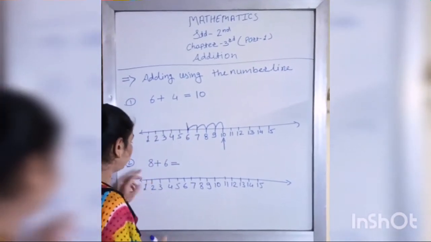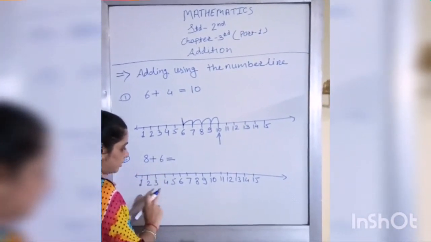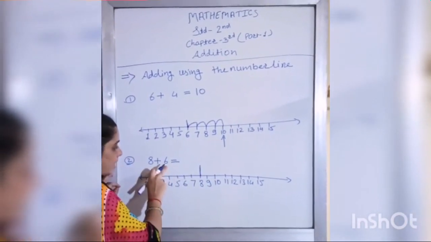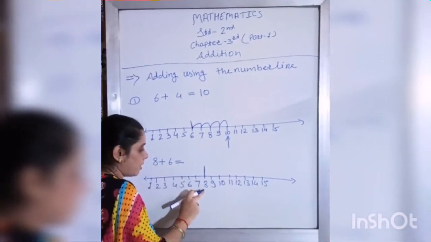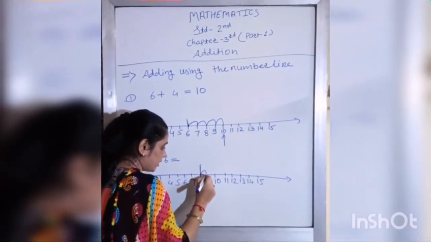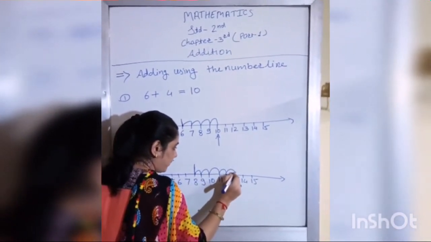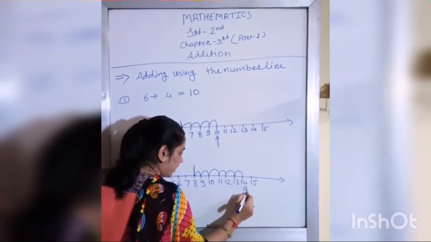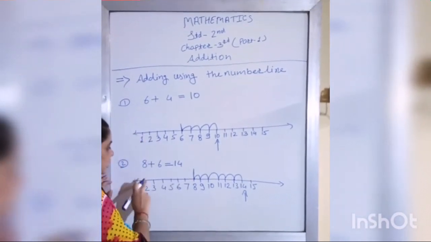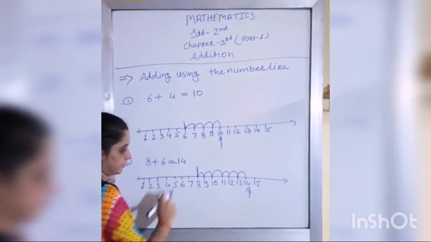See one more example. What are the numbers? 8 plus 6. See on the number line, the 8 is here. What is the next number? 6. So jump 6 lines towards the right side. 1, 2, 3, 4, 5, 6. What is the number here? 14. Our answer is 14. The sum of 8 plus 6 is equal to 14.